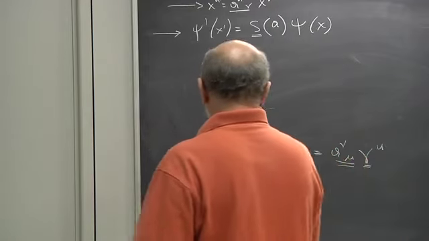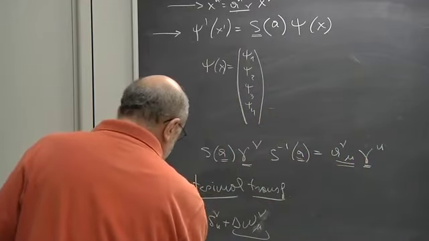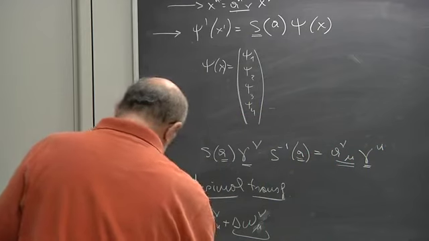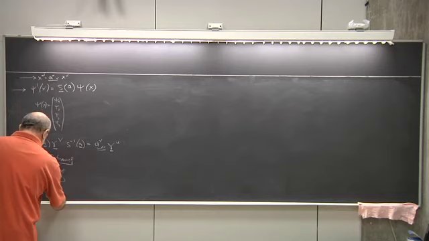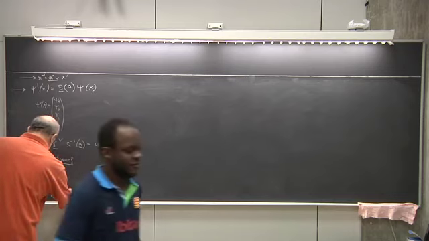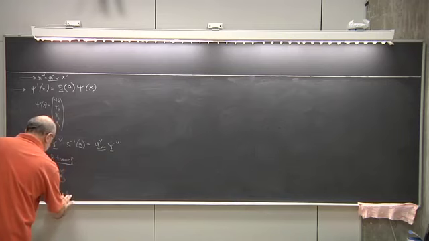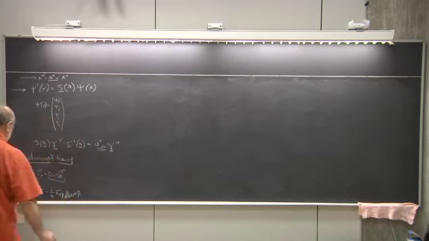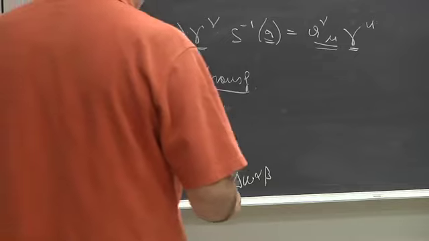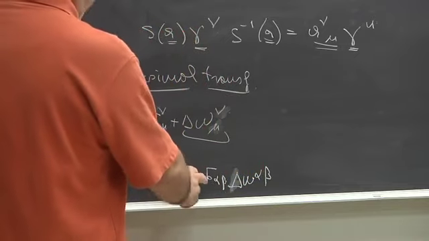Now, how do we write the S? We will write it in the following manner. It will also be infinitesimal. So we will write it as the identity minus i over something, sigma alpha beta, delta omega alpha beta. Now, yesterday I said, let's be very careful.